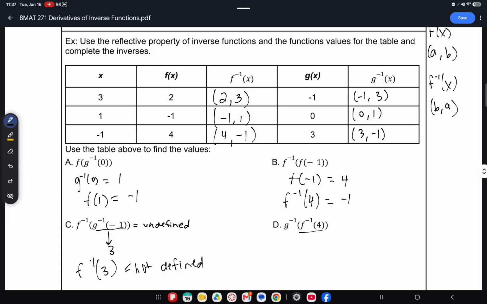Let's see this last one. So inverse of f at 4 is -1. So now I want inverse of g at -1, which will give me 3.